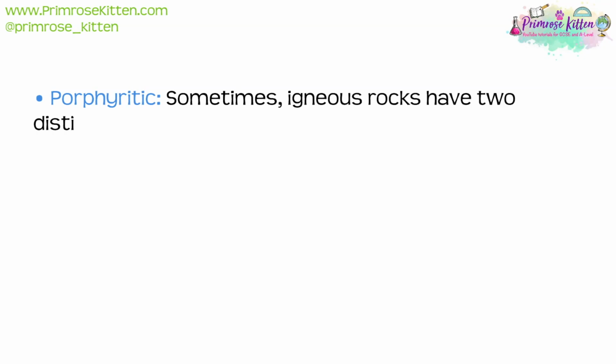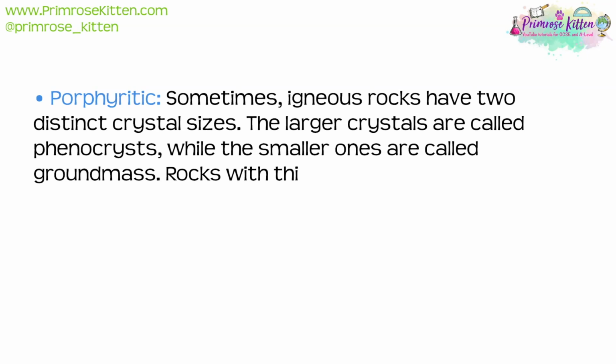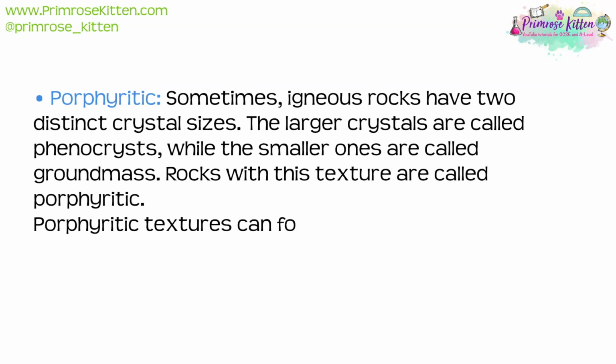Porphyritic. Sometimes igneous rocks have two distinct crystal sizes. The larger crystals are called phenocrysts, while the smaller ones are called ground mass. Rocks with this texture are called porphyritic.